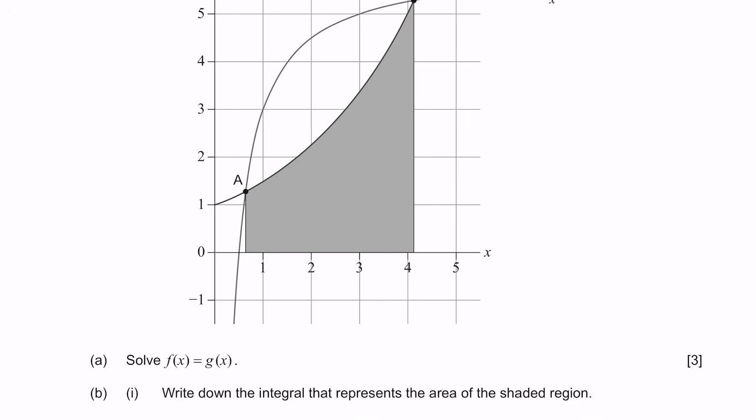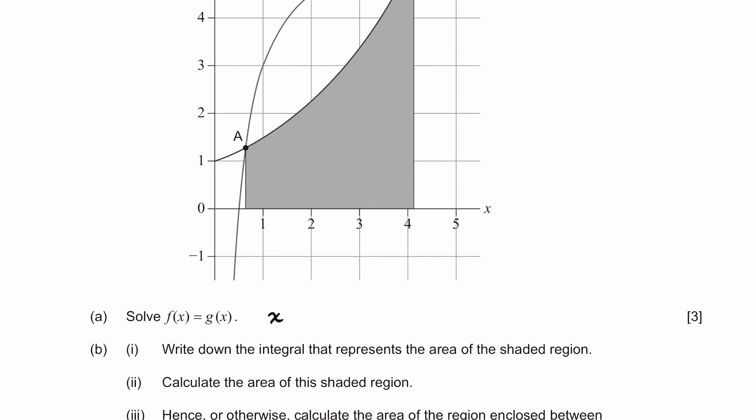And in this case, the first input for a is going to be when x is equal to 0.638, and also when x is equal to 4.098. So in this case, 4.098 turns into 4.10 to 3 sig figs. So I'm going to erase this and bring this over. Okay, so here are our values that solve for f of x is equal to g of x.